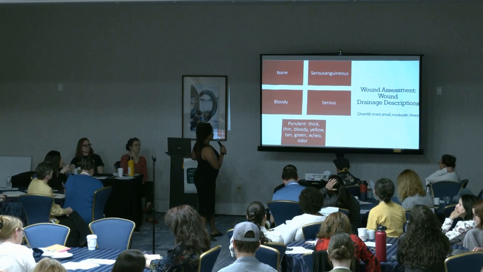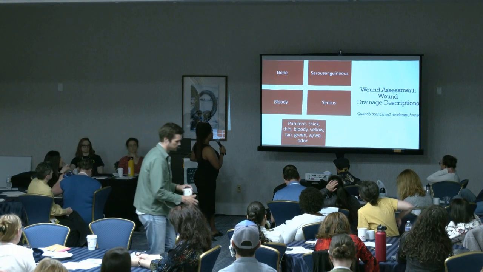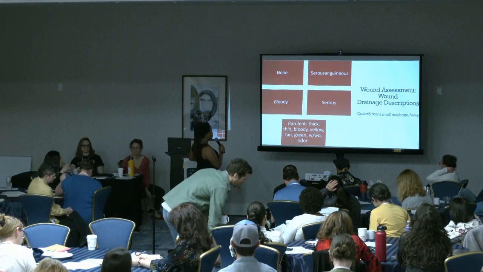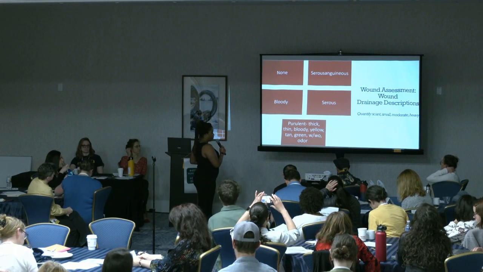Then you have purulent. It can be thick or thin. It can be a little bloody. It might be yellow. It might be tan. It might be green. It might be a little brownish. And it can come with or without odor, okay?